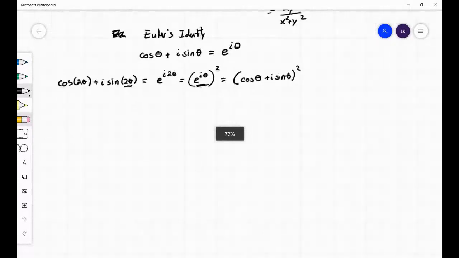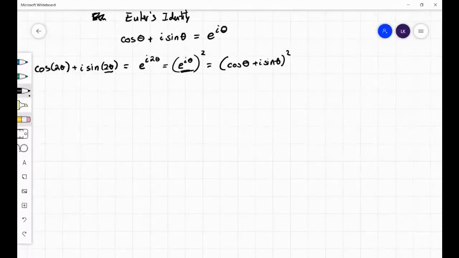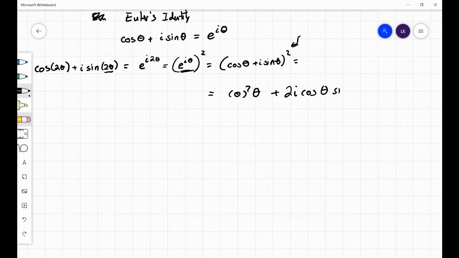Now I'm just going to expand, either using binomial expansion if you have very high powers where you can't just FOIL easily, or just FOIL. So we get cosine squared plus 2i cosine theta sine theta plus i squared sine squared, if we FOIL that out or use binomial expansion.